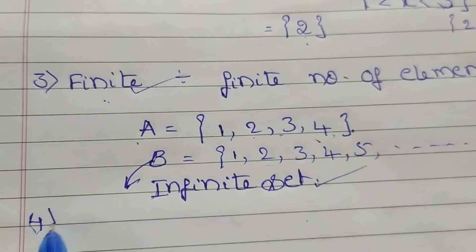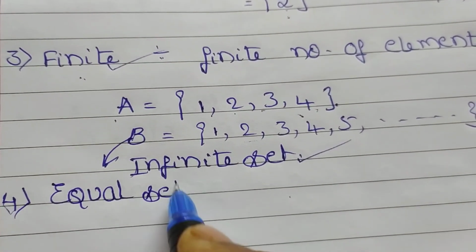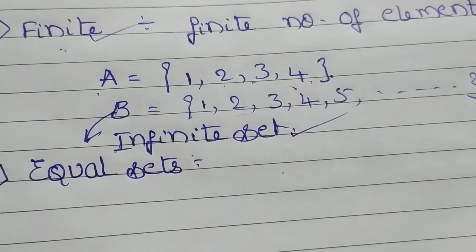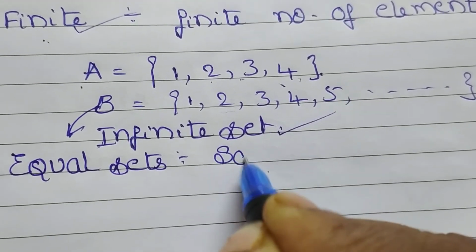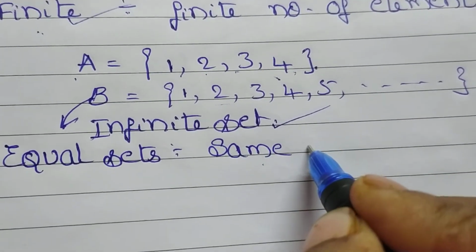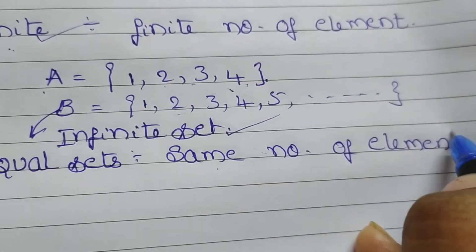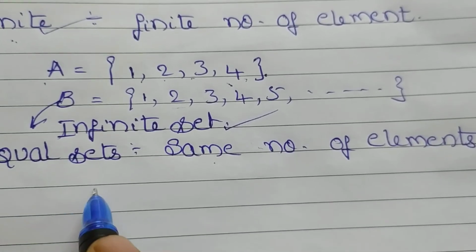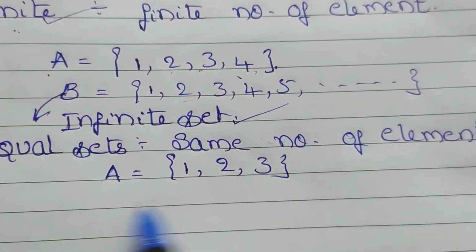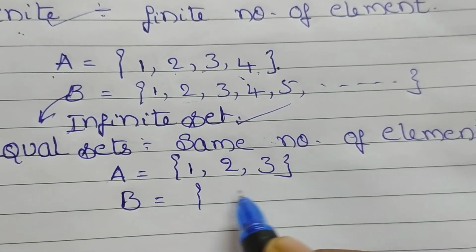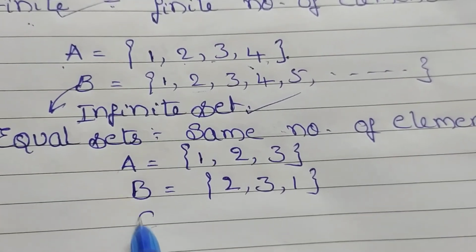Now coming to the next one, that is equal sets. When can we say that sets are equal? If they contain the same elements. So if both sets, or two or three sets, contain the same elements, then I can say that the sets are equal. Suppose I take A equals 1, 2, 3 and B equals 2, 3, 1 and C equals 3, 1, 2.